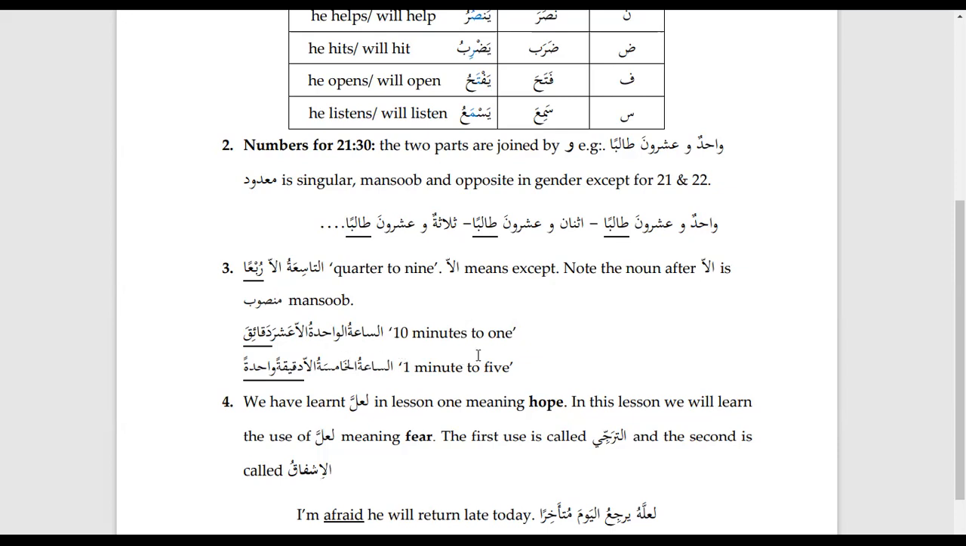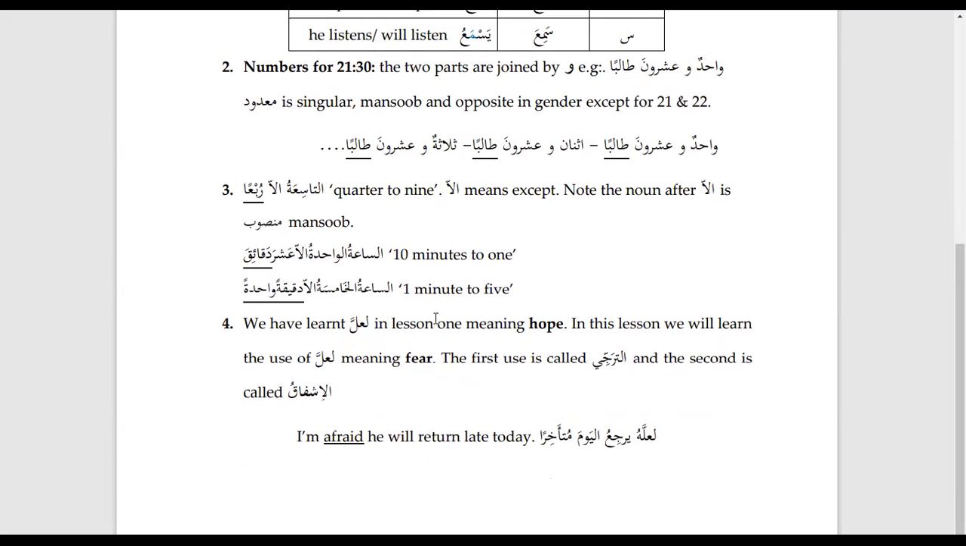Similarly, when you say 10 minutes to 1, you will say as-sa'atu al-wahidatu, that means 1 o'clock. But when you say illa 10 daqa'iqa, that means 10 minutes are left. So it will be 10 minutes to 1 o'clock. As we can see here, daqa'iqa is also mansub. And when we say 1 minute to 5, we will say as-sa'atu al-khamisatu illa daqiqatan wahidatan, meaning 1 minute to 5 o'clock. So what we need to notice is that after illa, the noun will be mansub, and whatever minutes are there, we will mention those numbers in mansub form.